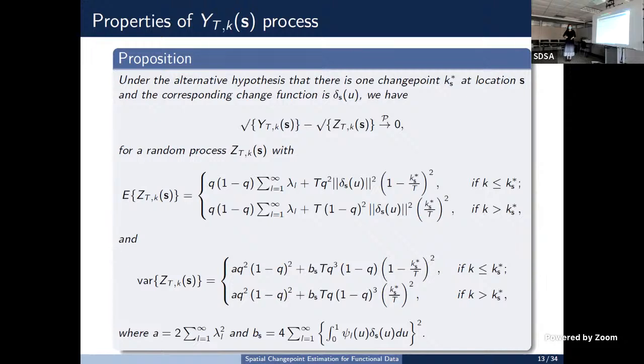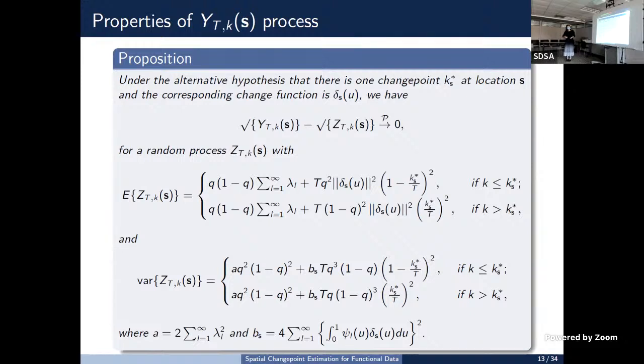Let's first look at the mean part. We can divide it into two pieces: one before the change point, the other after the change point. The first part is a scalar related to the time. It is a quadratic function. The second part has a very interesting parameter, which is the squared L2 norm of the change function. Based on our assumption for the error function, all the locations share the same lambda_l. In this way, if the change function for some location is very obvious, the second part will be very large. It would lead to a very high peak for this location. I mean, the peak of the Y process, of the Z process, is very high.